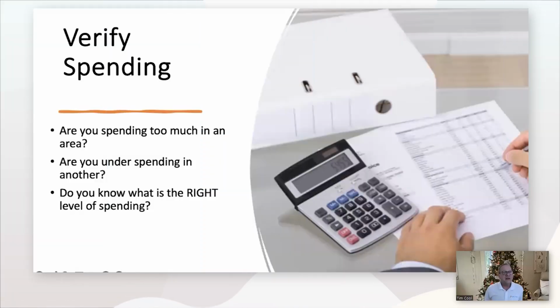The other thing is verify your spending. Are you spending too much in an area? We've worked with churches that hired us to do a facility condition assessment that were spending over $2 a square foot in utility costs. And what they were doing was they were saying, you know what, we're spending X dollars this year, we'll just add 5% to next year's budget.